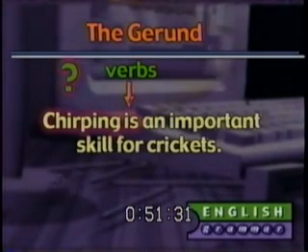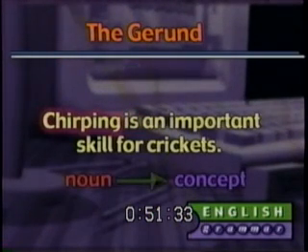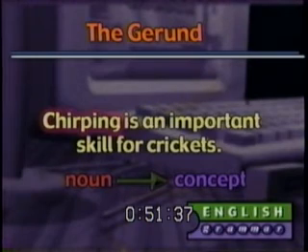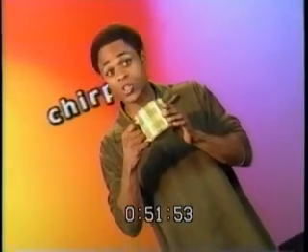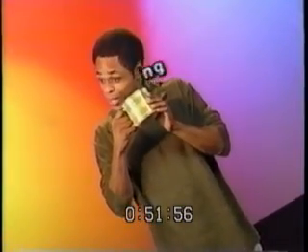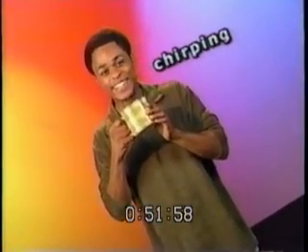But if you look at the role it's playing in the sentence, it's actually functioning more like a noun, like it's the concept of chirping, not the action of chirping. No cricket is actually chirping in the sentence. Instead, we're talking about chirping as a skill, which makes it a noun. Notice how all we had to do was add ing to the end of the word to make it a gerund, changing chirp into chirping.